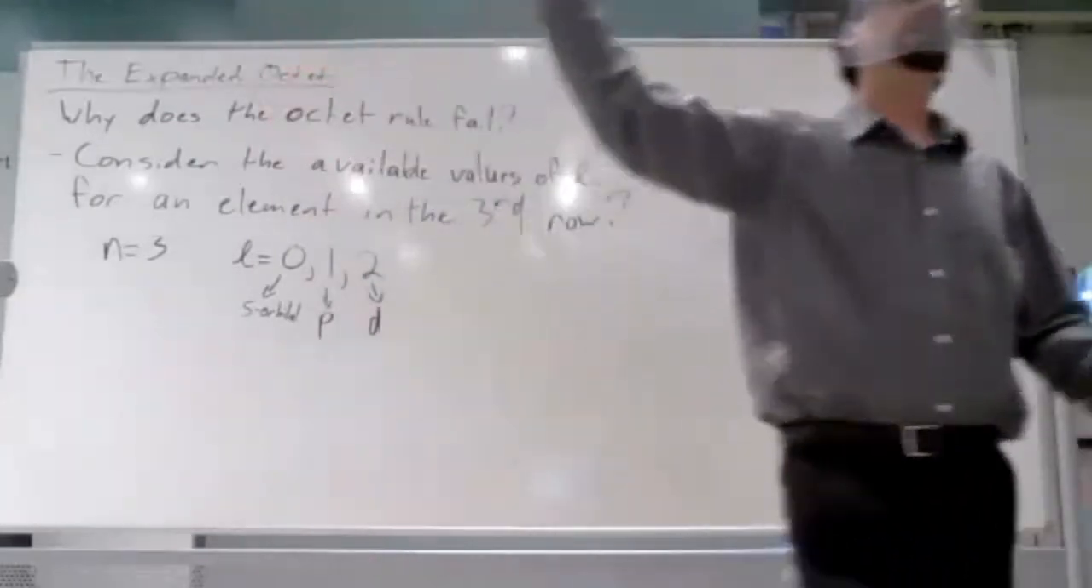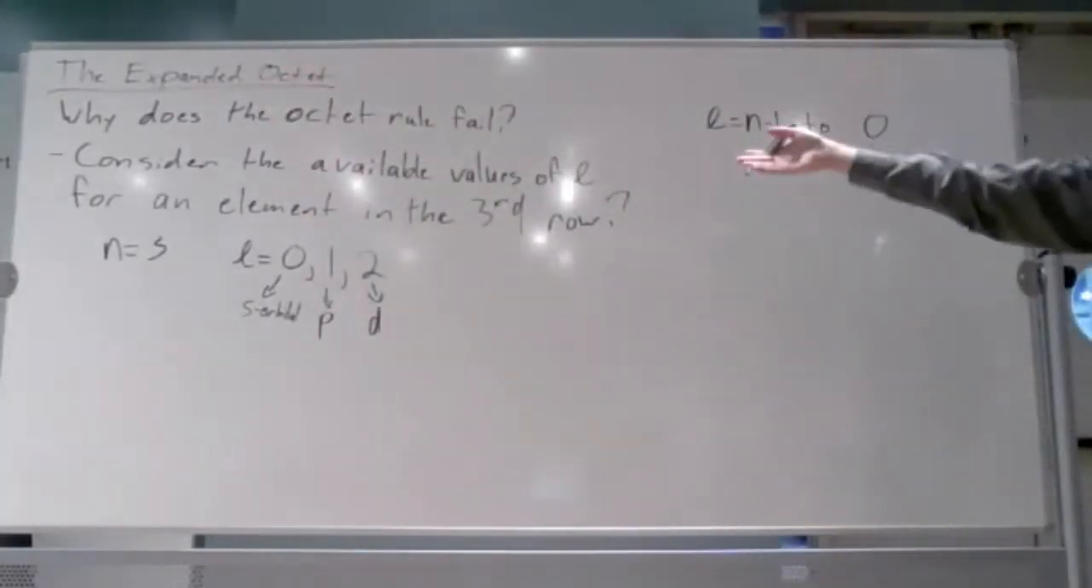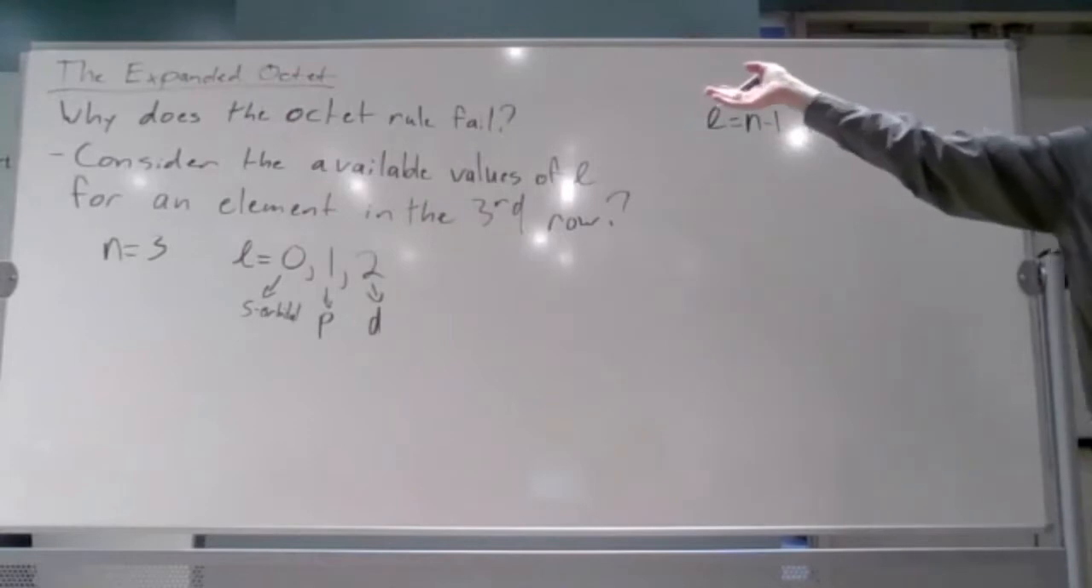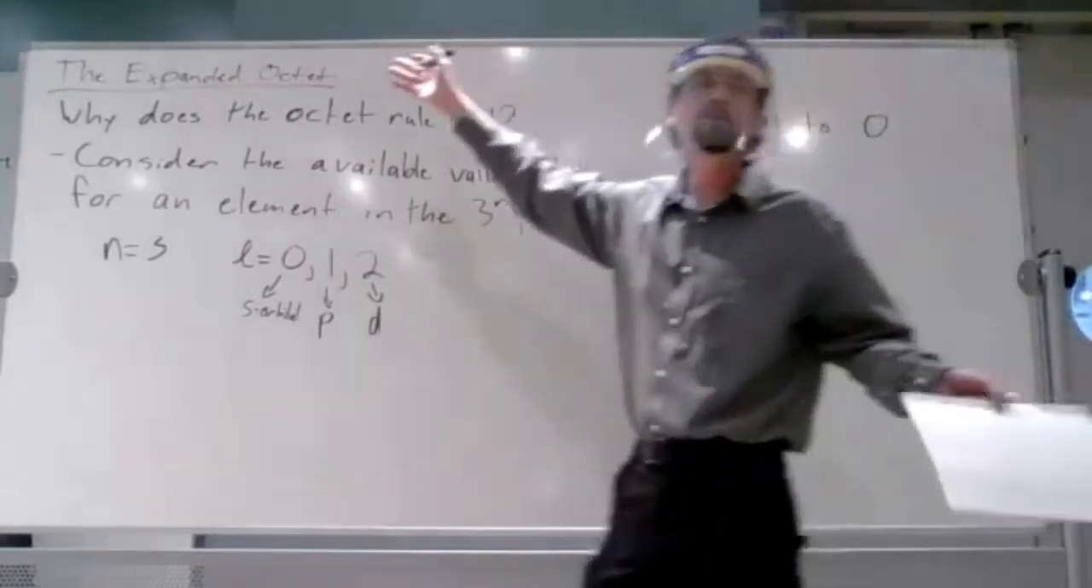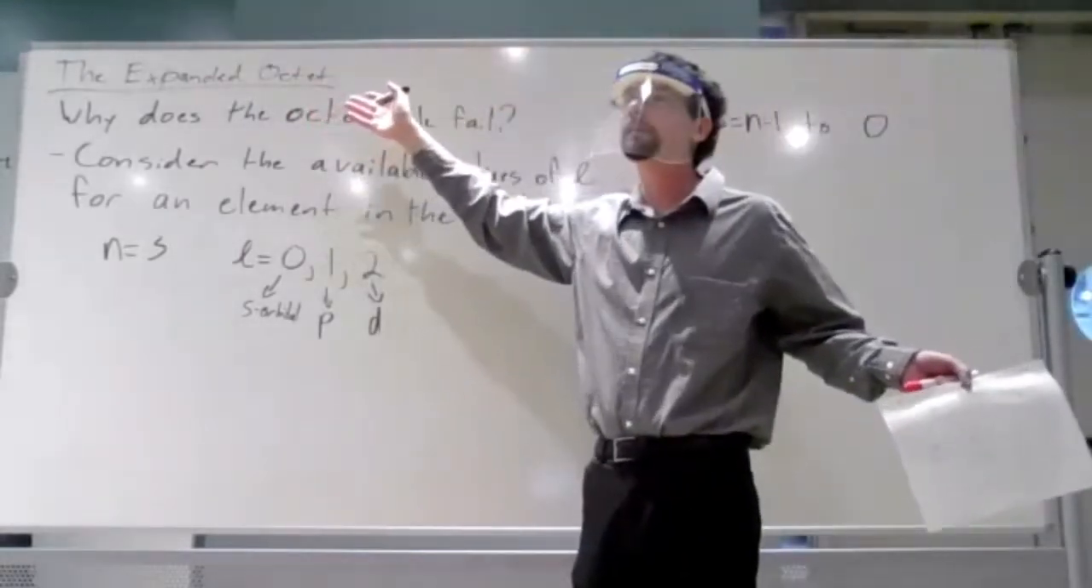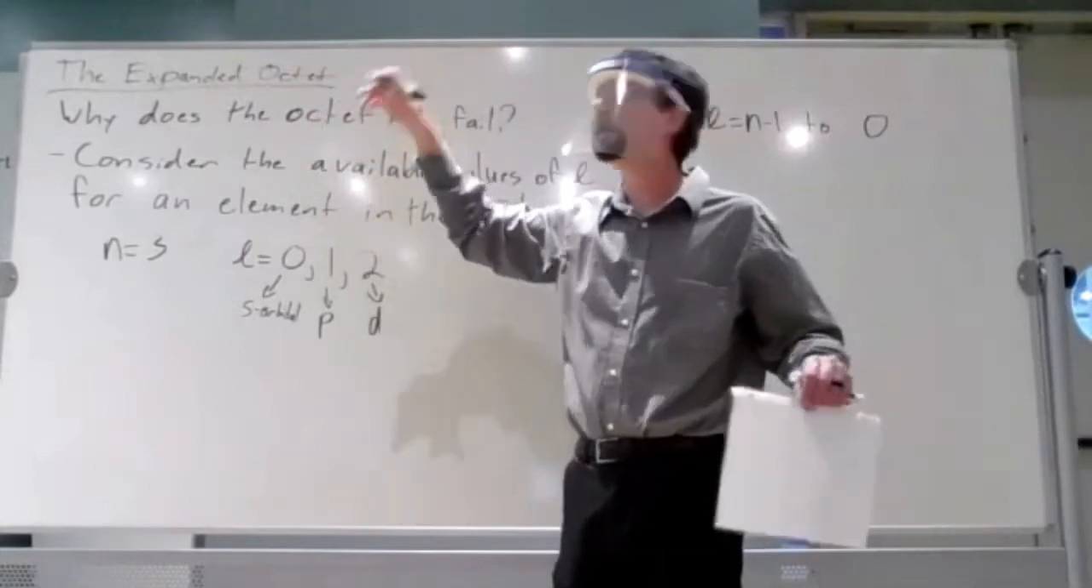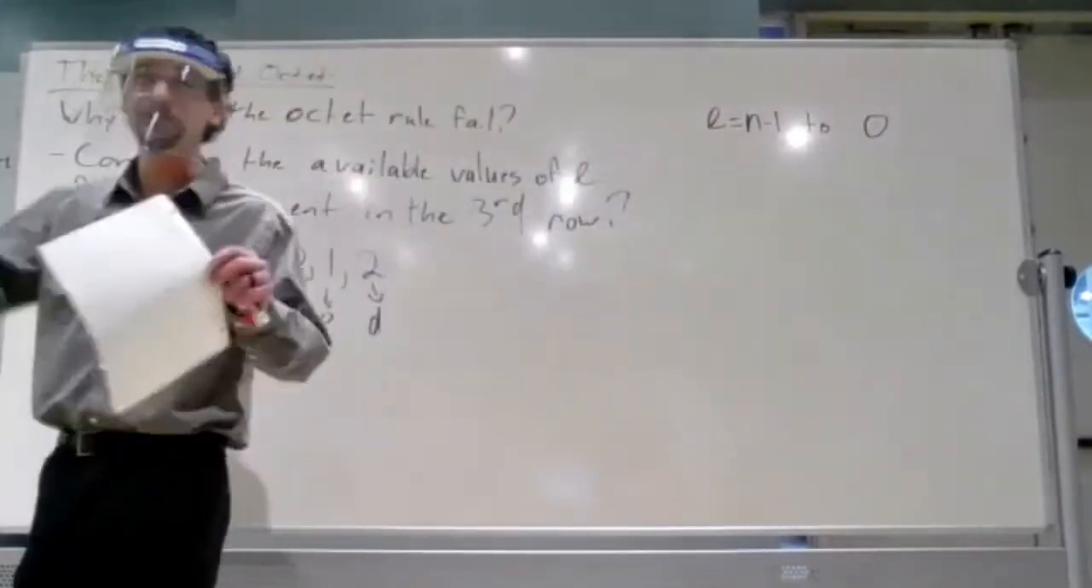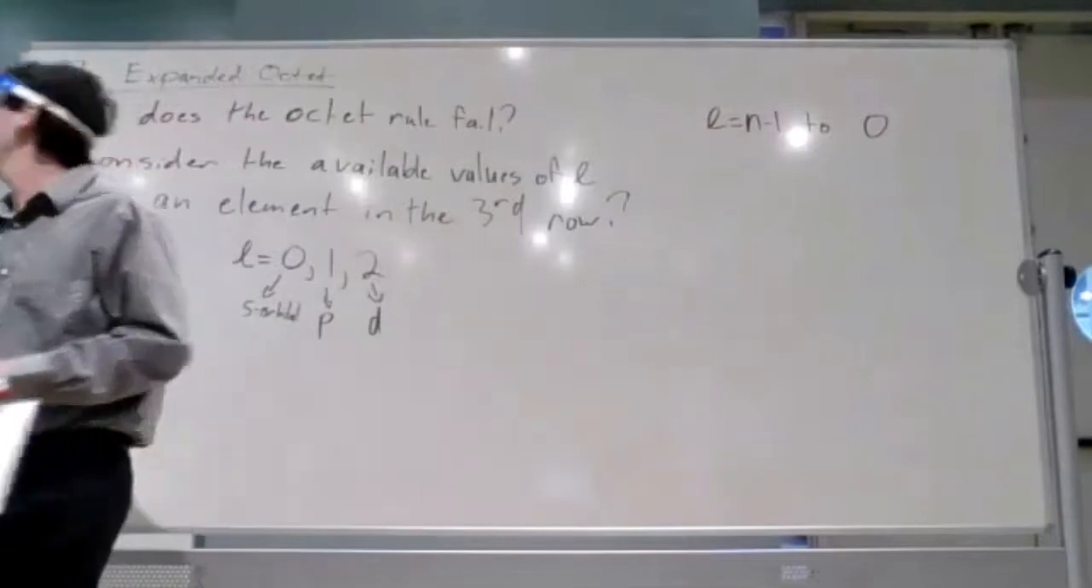Okay, look at any of the third row elements. Somebody pick out one for me. What's your favorite third row element? Chlorine. Okay, I like chlorine too. It's really reactive. It does a lot of cool stuff.